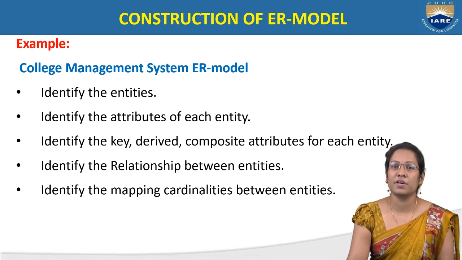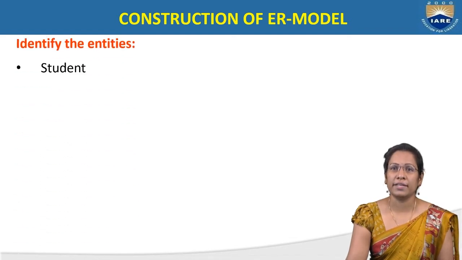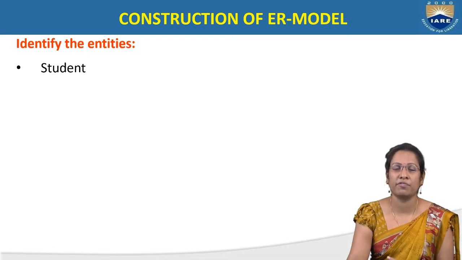Now we'll go with the first step, identifying the entities of the college management system. I'm going to identify five different entities. Not only five, you can take many more, but in this lecture I'm going to take only five entities of the college management system. This ER model is not the same for every user. The ER model may change from user to user according to their context and perspective.